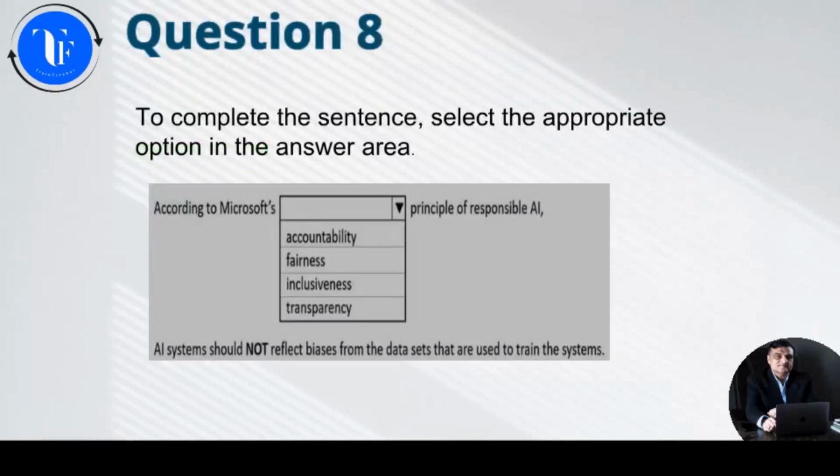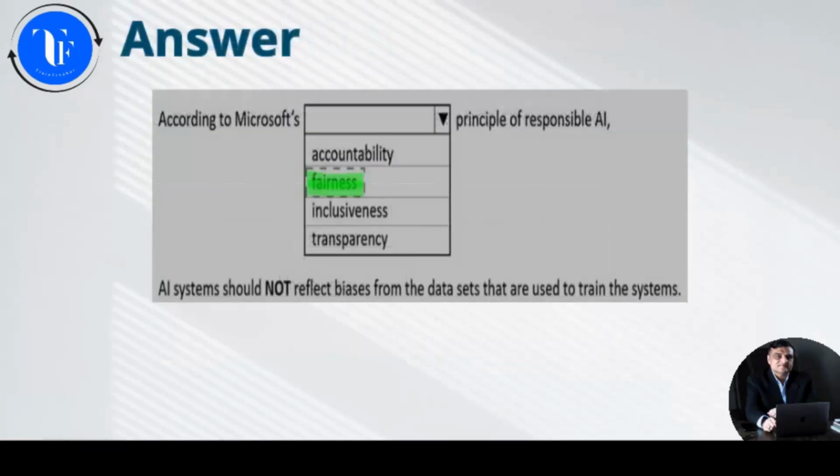Question 8. To complete the sentence, select the appropriate option in the answer area. Answer. According to Microsoft's fairness principle of responsible AI, AI systems should not reflect biases from the data sets that are used to train the systems.